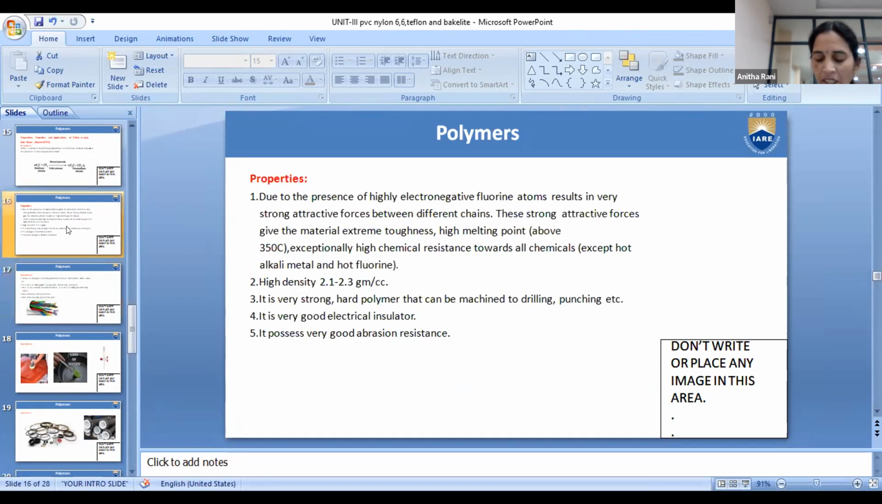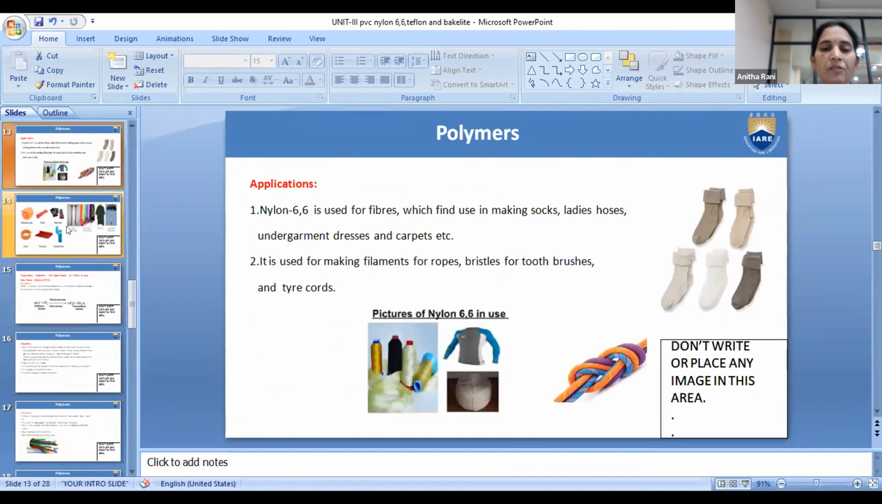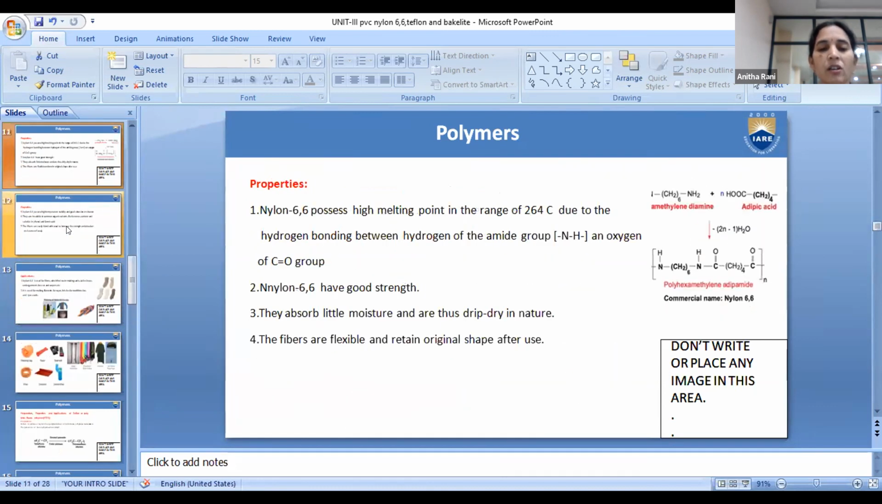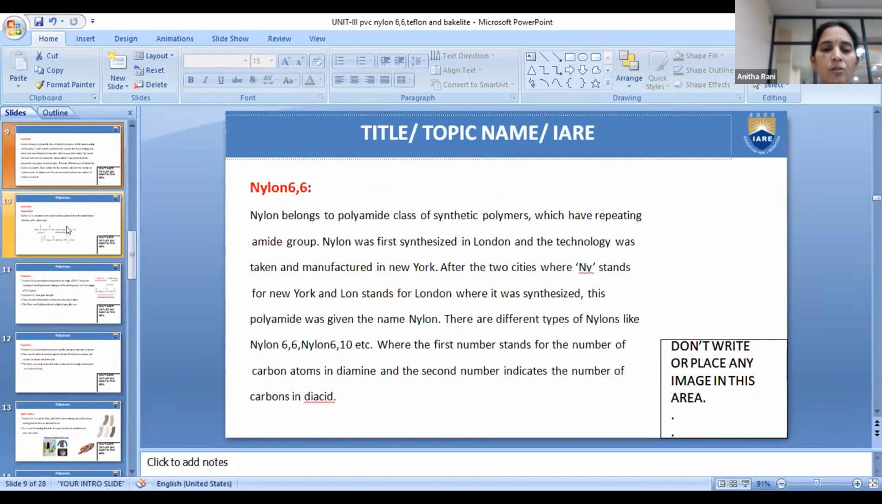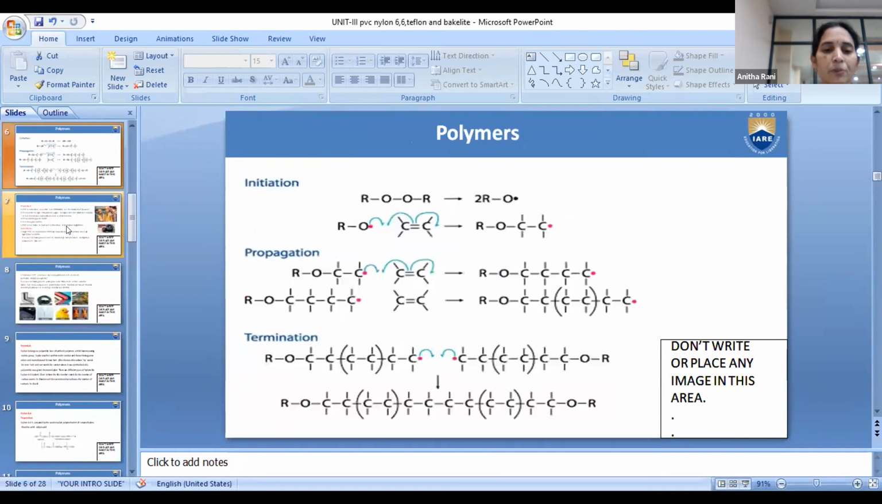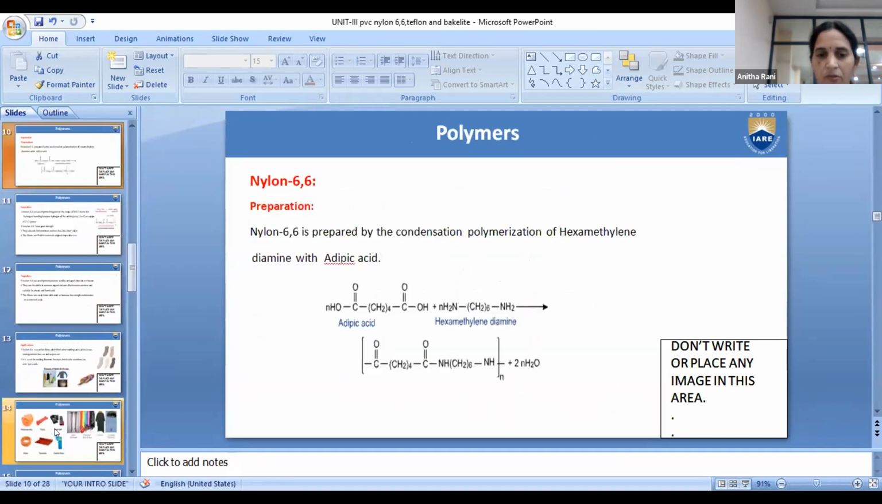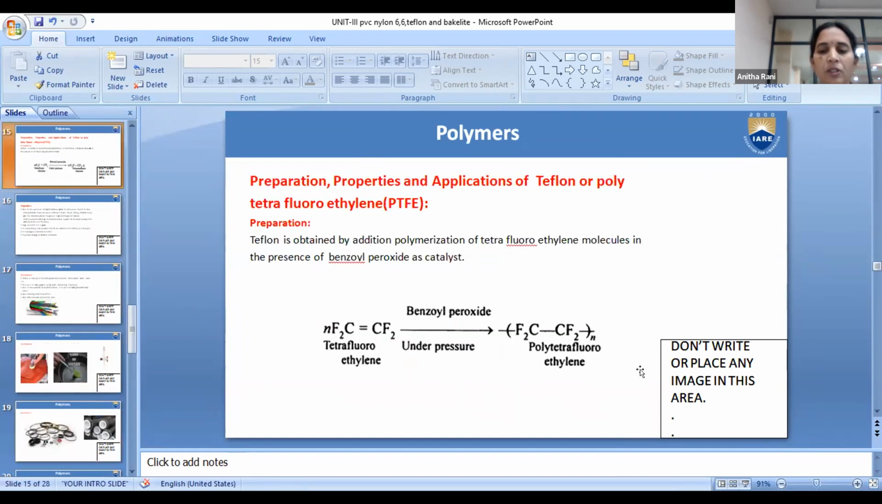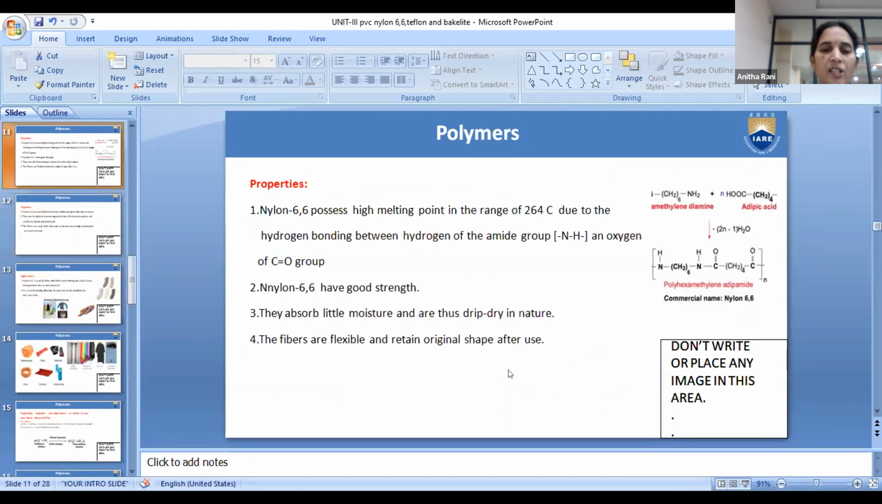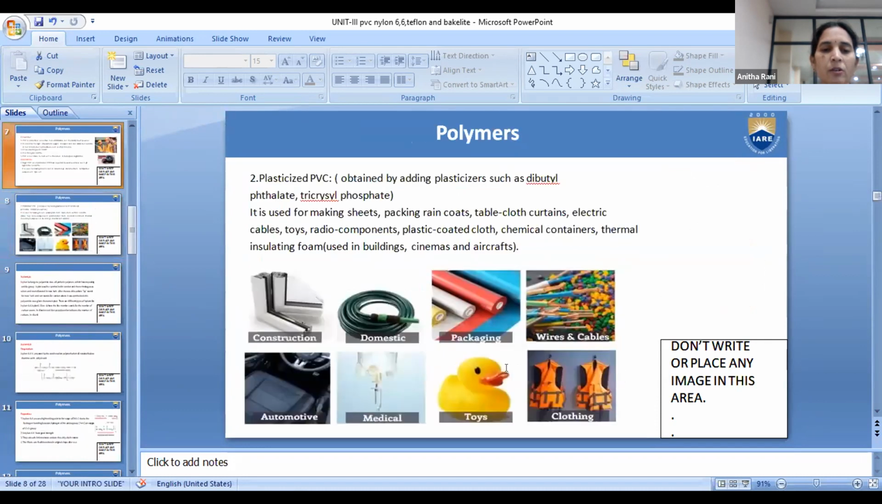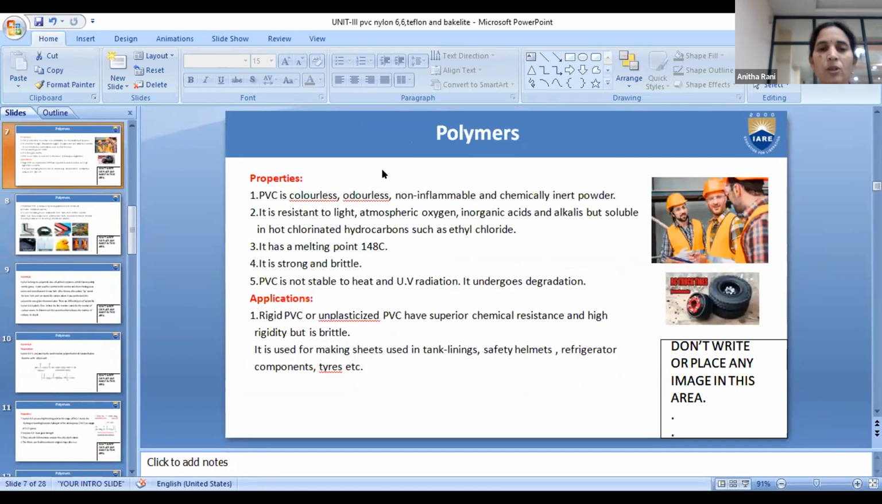See, students, each polymer has different properties and different uses. So what you have to do: first, learn the preparation of polyvinyl chloride. Next, the preparation of nylon 66. Next, the preparation of polytetrafluoroethylene, Teflon. Now I gave 5 points here in properties of PVC. So what is the melting point of PVC?